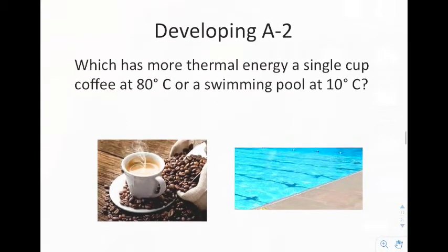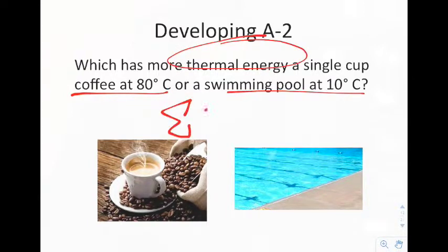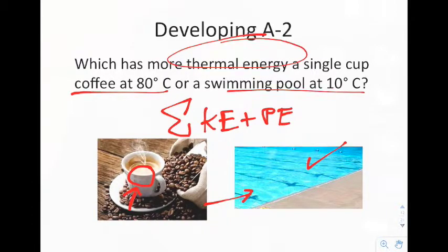The next question says, which has more thermal energy, a single cup of coffee at 80 degrees Celsius or a swimming pool at 10 degrees Celsius? Now, when you think of thermal energy, remember thermal energy is the sum of the kinetic energy and the potential energy. So even though the coffee has more energy per volume, because the volume is really small, the sheer volume of the pool means that it is going to have way more energy than a single cup of coffee.